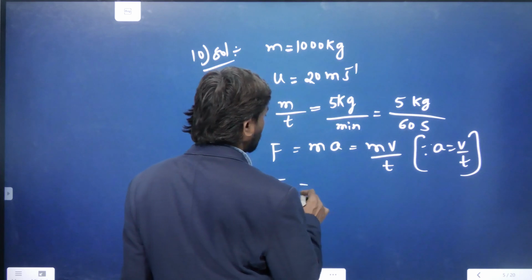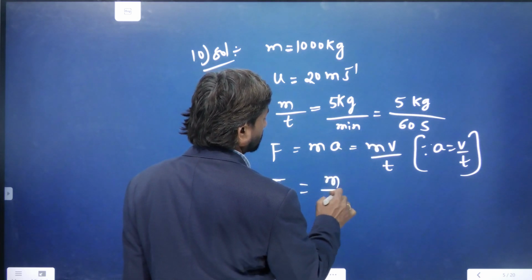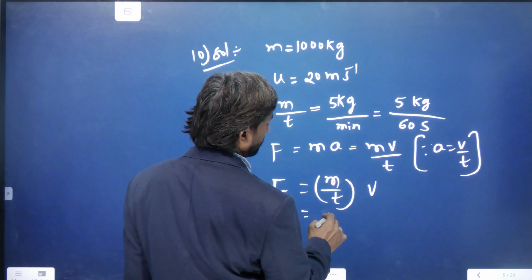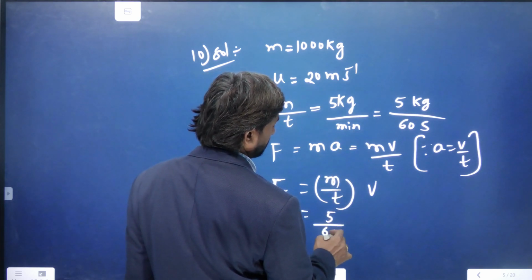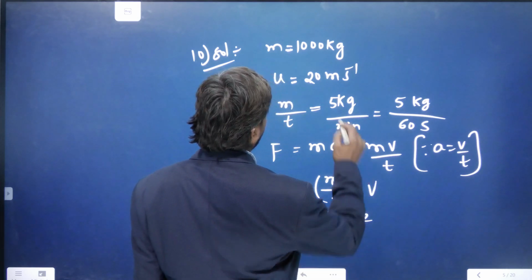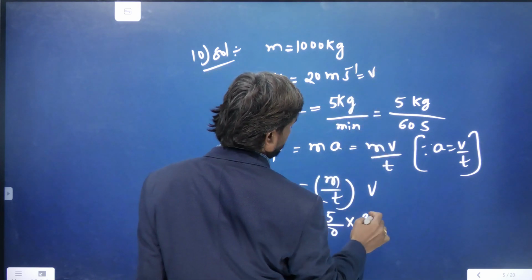So here they have given their m by t value. How much is it given there? M by t into v. The value is 5 by 60, into how much? It is u, or you can write v or u here, 20.